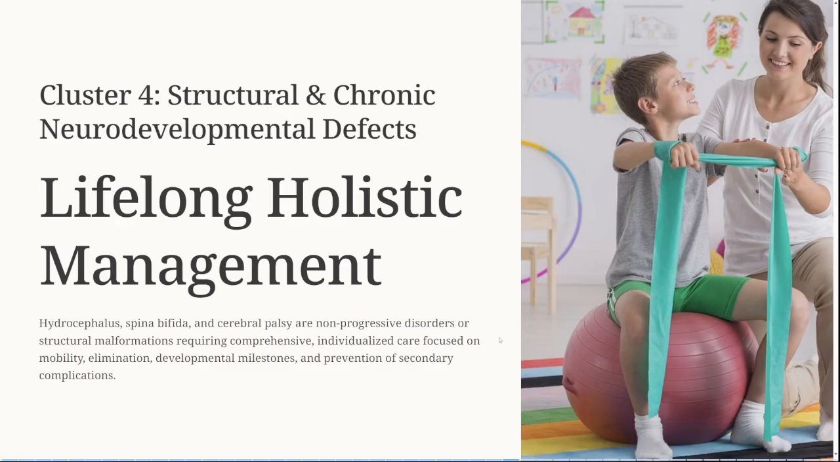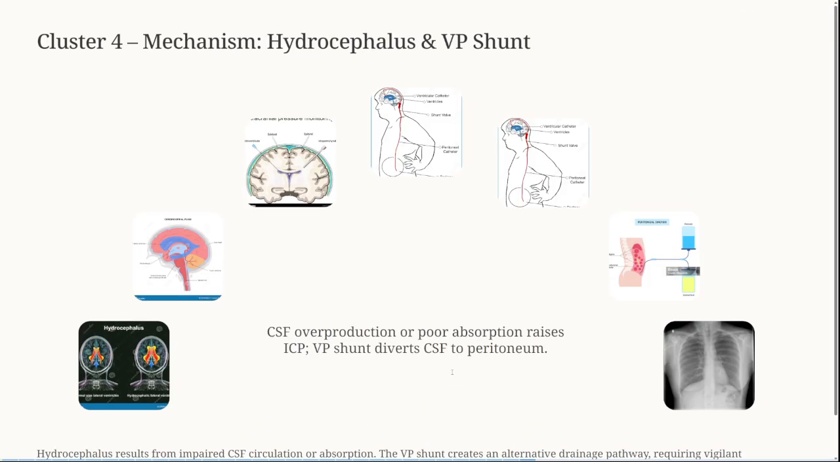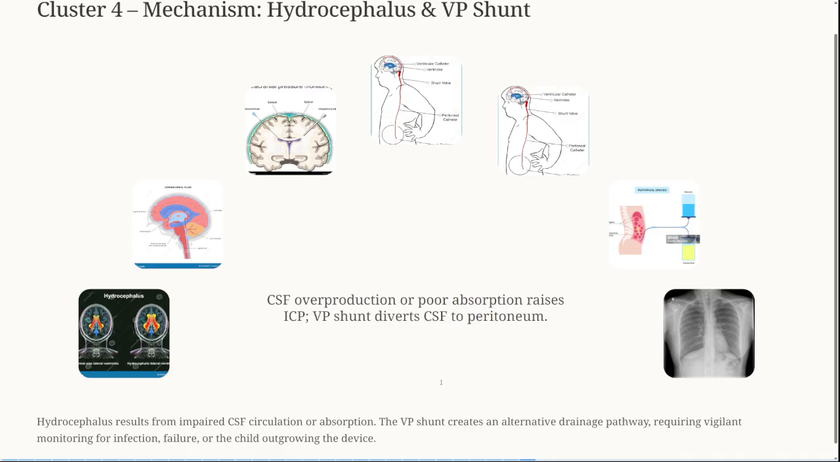Let's begin with hydrocephalus. This is the result of an imbalance between CSF production and absorption. It leads to fluid accumulating in the ventricles and, consequently, increased ICP. This is often congenital, but it can also be acquired. And the definitive treatment is the placement of a ventriculoperitoneal, or VP, shunt. Correct. This device shunts the excess CSF from the ventricles down to the peritoneal cavity where it can be safely absorbed.